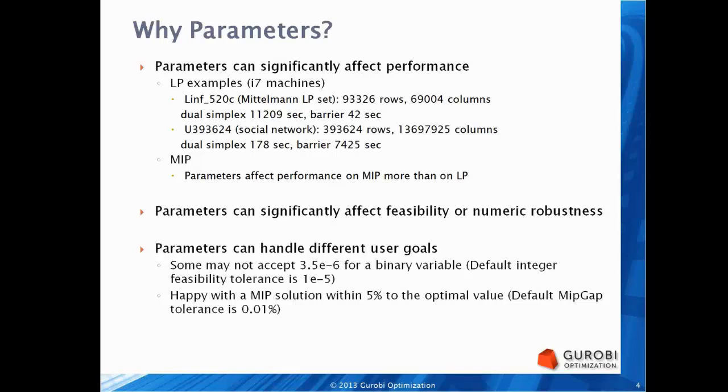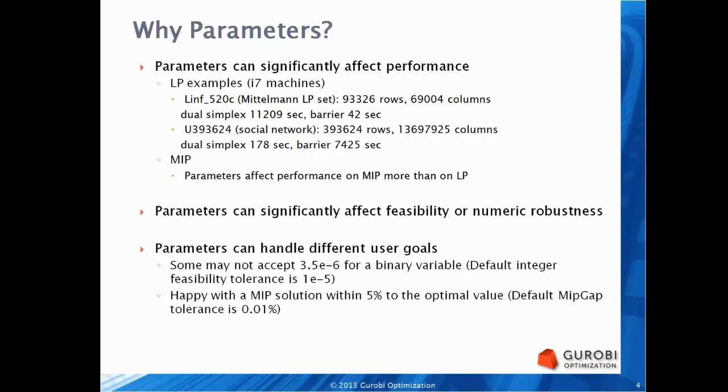Now if you want to get good performance, for some models barrier performs much better than simplex, and for others simplex performs much better. Then you need a parameter to control that. And for MIP, you know LP is polynomially solvable, but MIP is much harder. It's NP-hard. Parameters can affect performance more on MIP than on LP.